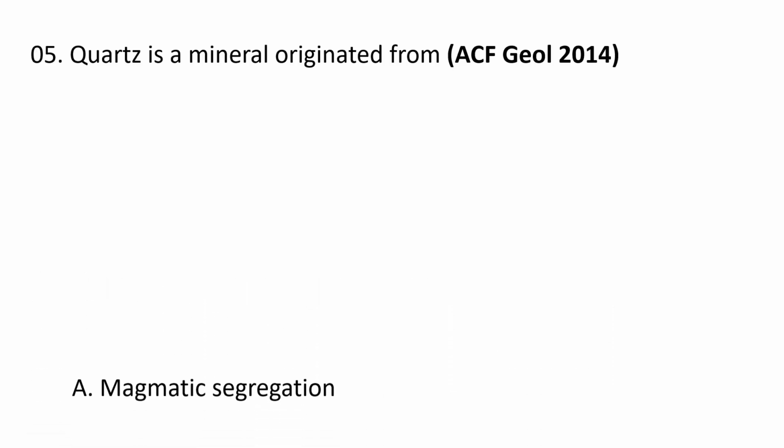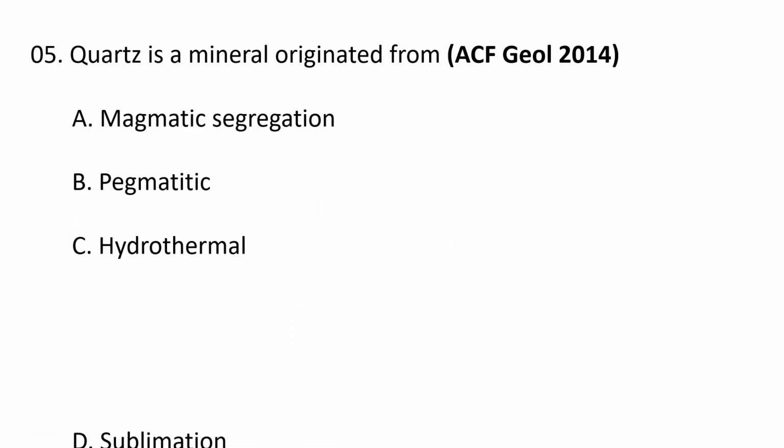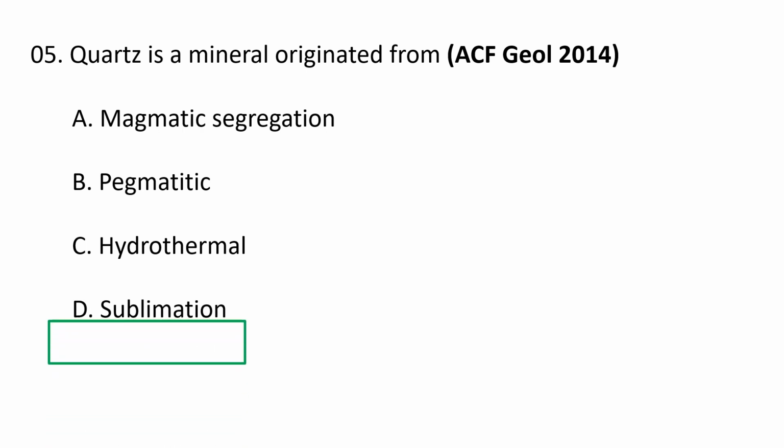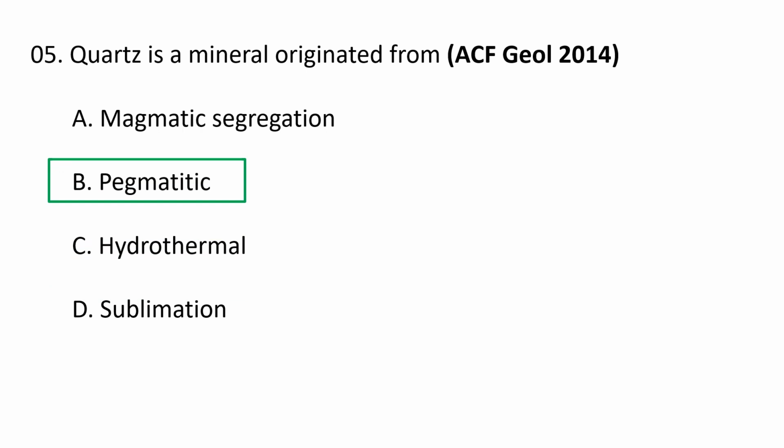Braunite. Next question. Quartz is a mineral originated from A. Magmatic segregation, B. Pegmatitic, C. Hydrothermal, D. Sublimation. So quartz is a mineral originated from pegmatitic solution. So B is the correct option.